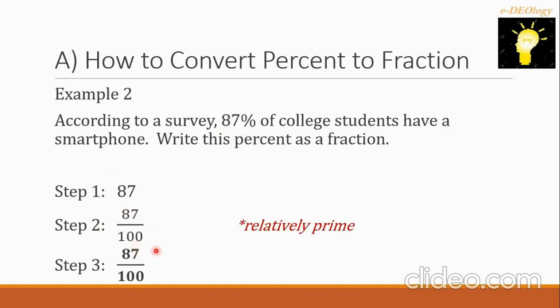In step 3, I will simply copy the same value from step 2 because the only factor common to 87 and 100 is 1. So the final answer is 87 over 100. These numbers, 87 and 100, are called relatively prime.